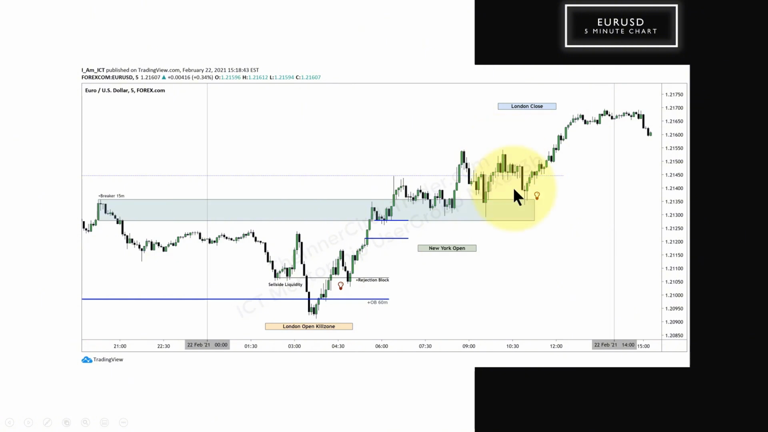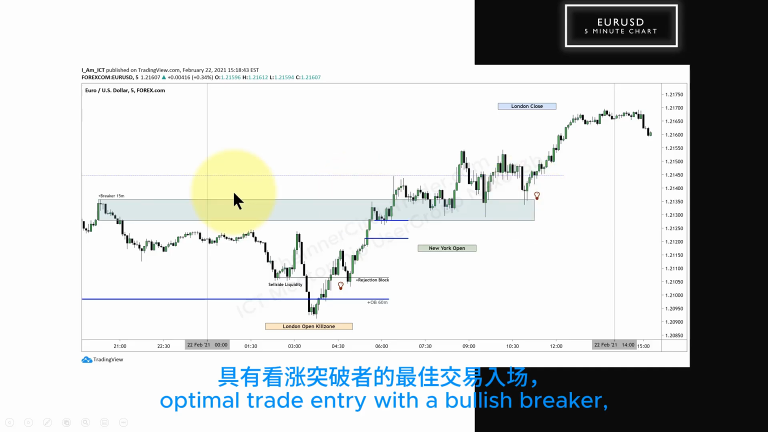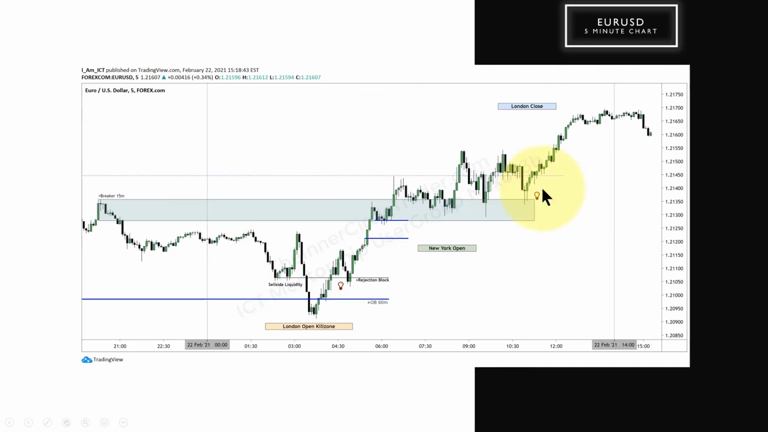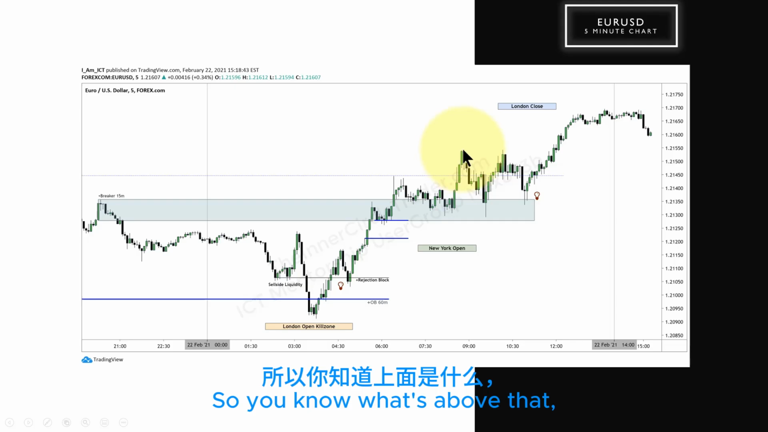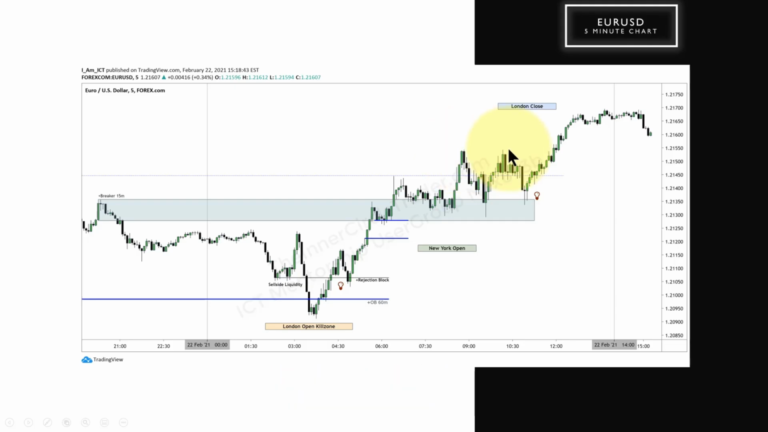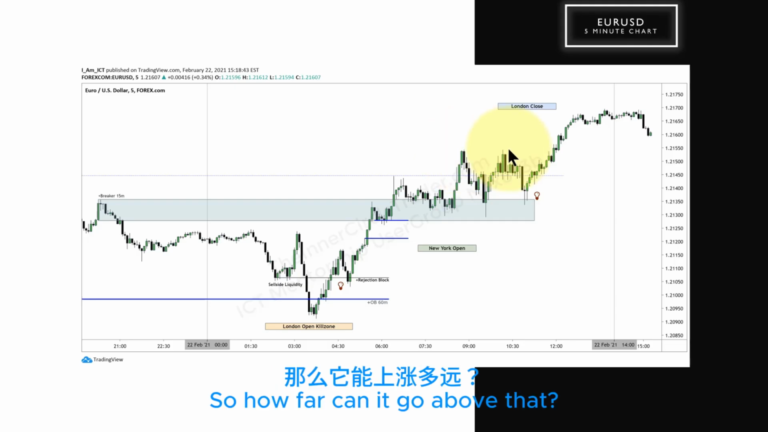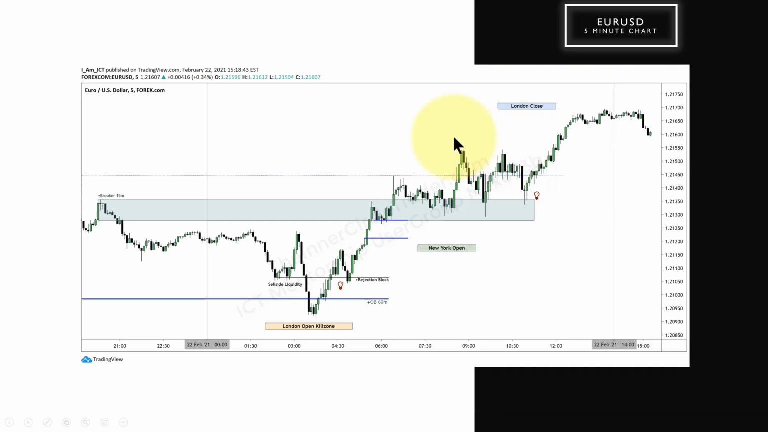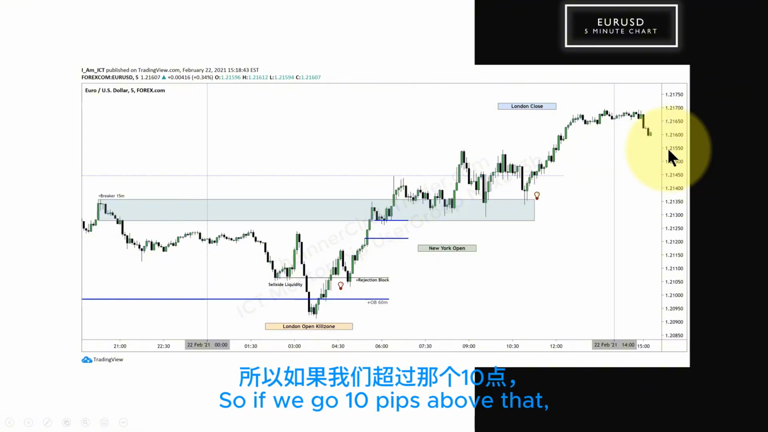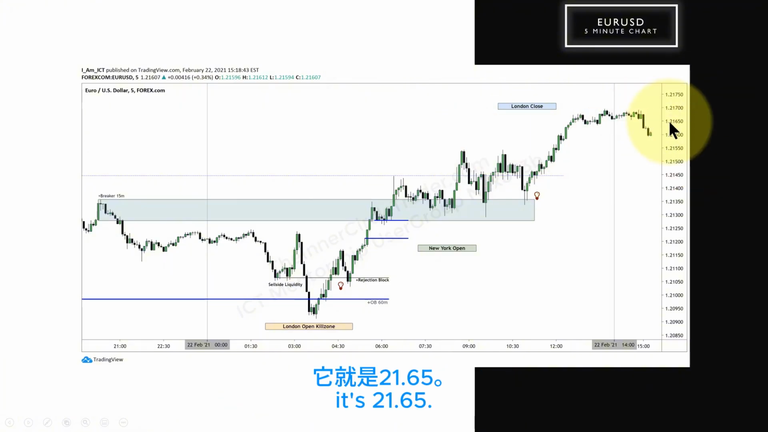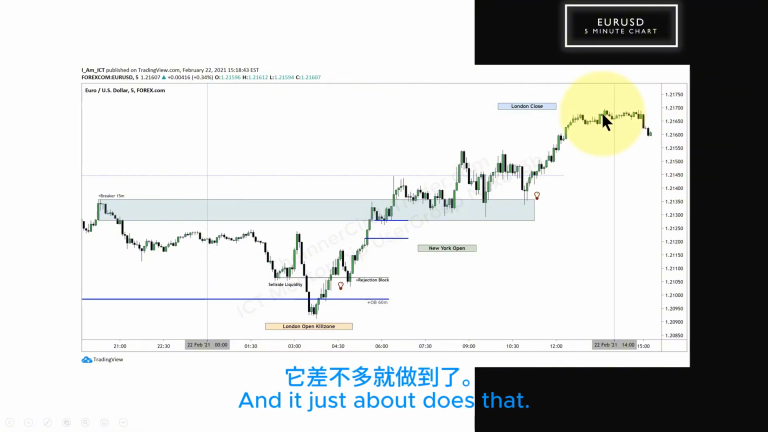Low, high, optimal trade entry, breaker. So we have optimal trade entry with a bullish breaker, and then we have relative equal highs. So you know what's above that: buy side liquidity. So how far can it go above that? Well, it's essentially 21.55. So if we go 10 pips above that, it's 21.65, and it just about does that.